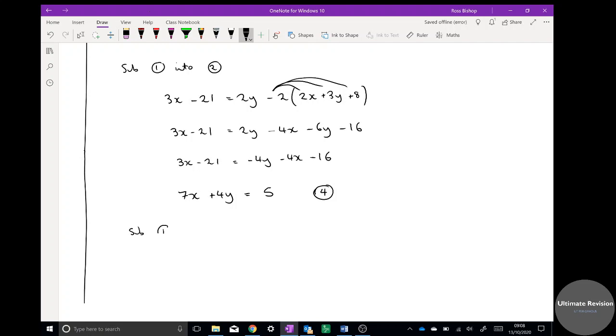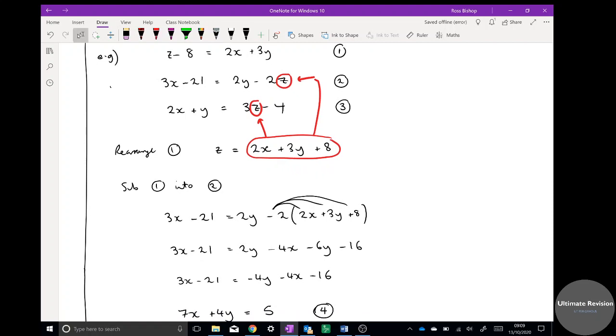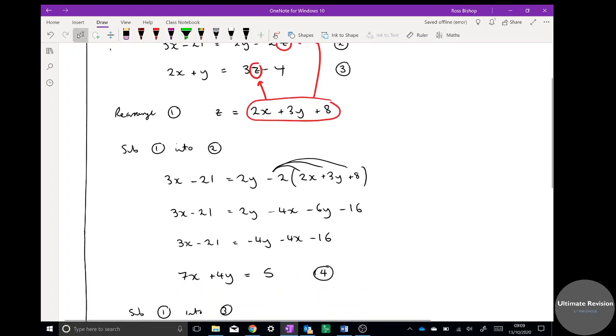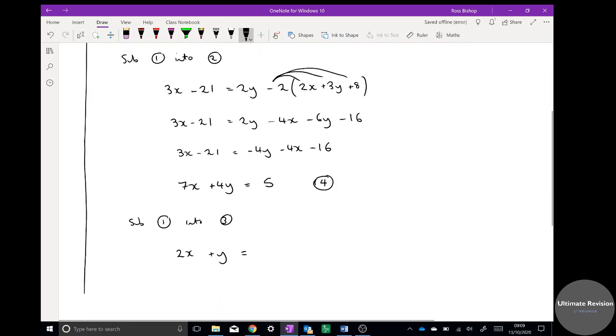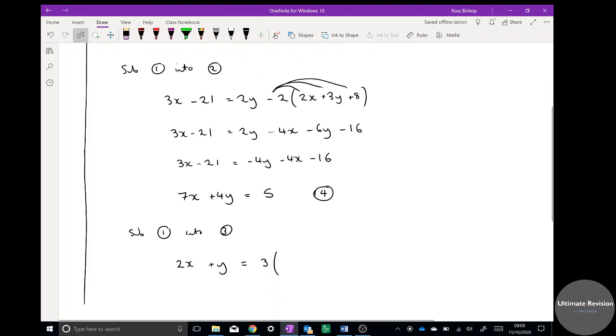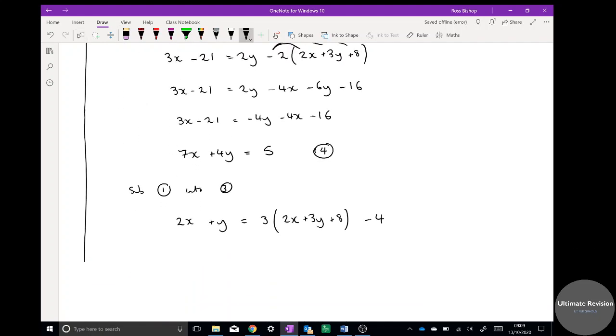Now I'm going to sub the same one, but into the bottom equation 3. So I've substituted it in here. I'm now going to create another equation by substituting it in there. So I've rearranged the first one, I've substituted it into each one. So let's see what we get if we do that. 2x plus y equals 3. I take the z out and I put 2x plus 3y plus 8 in instead of it. Minus 4. Let's be careful. Multiply this out carefully, not making any silly mistakes.